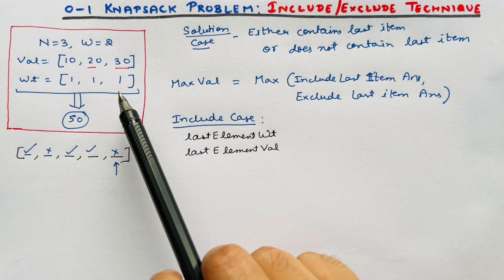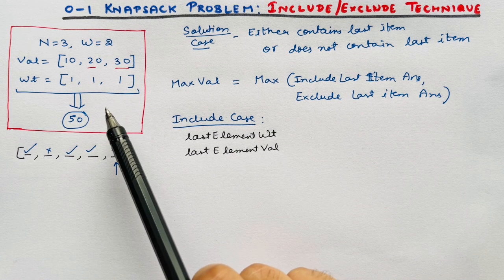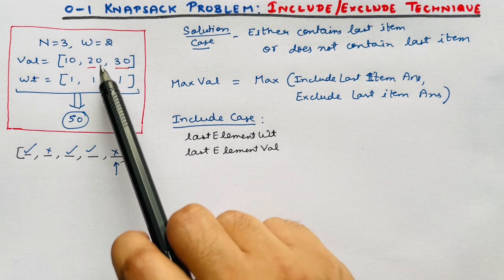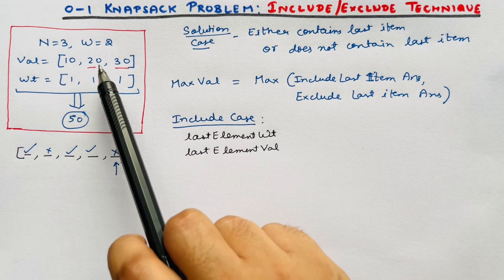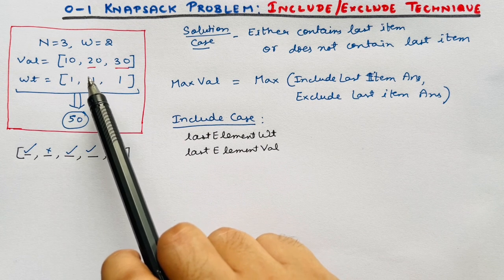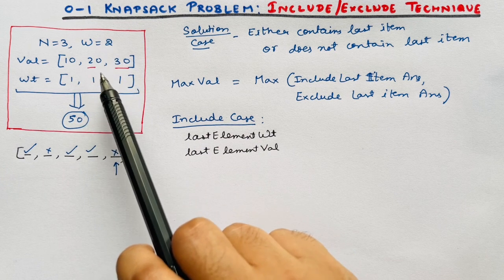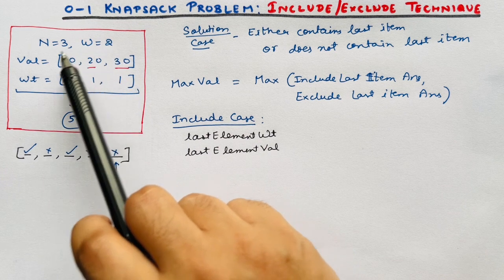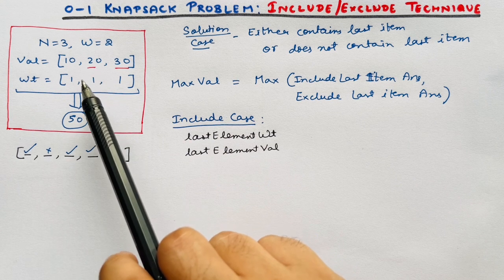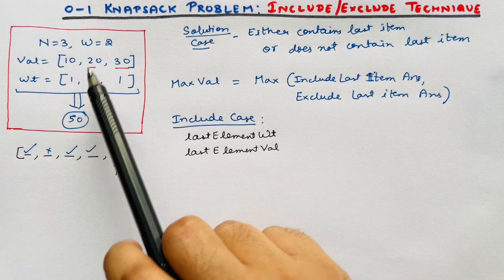So now what does our remaining problem mean? Our remaining problem is that from the remaining two items, we maximize our value, but now our reduced capacity is 2 minus 1, which is 1. So our remaining problem is that out of these two items, we maximize the value with capacity equal to 1.